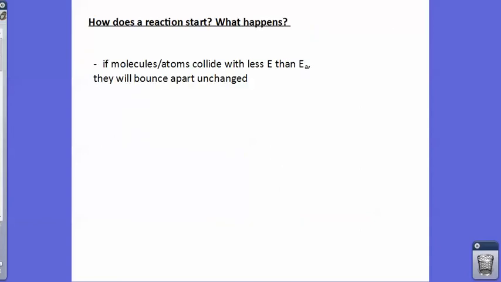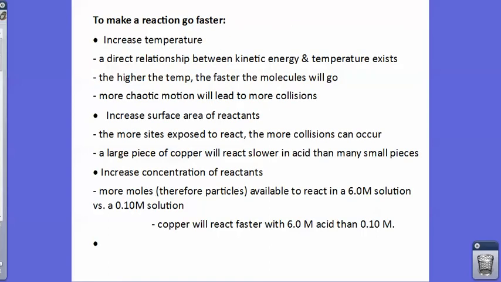So how do we go about starting a chemical reaction? If the molecules or atoms collide with less energy than the activation energy, they just will bounce apart unchanged. You have to meet that minimum energy threshold for the reaction to take place. There's a few things we can do to increase the rate of the reaction. The first thing is we can increase the temperature. As we already know, there's a direct relationship between kinetic energy and temperature. The higher the temperature, the faster the molecules will go. More chaotic motion will lead to more collisions. So that's the first thing that we can do.